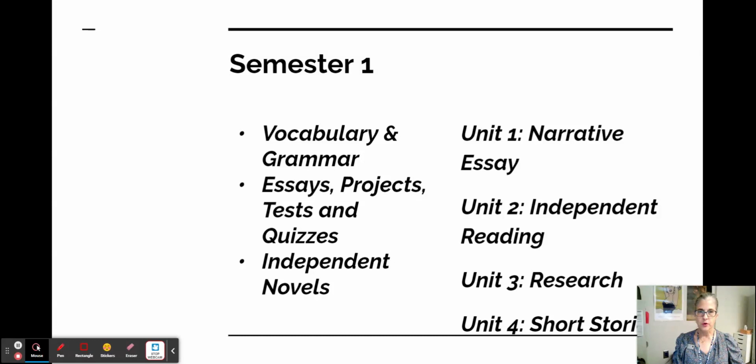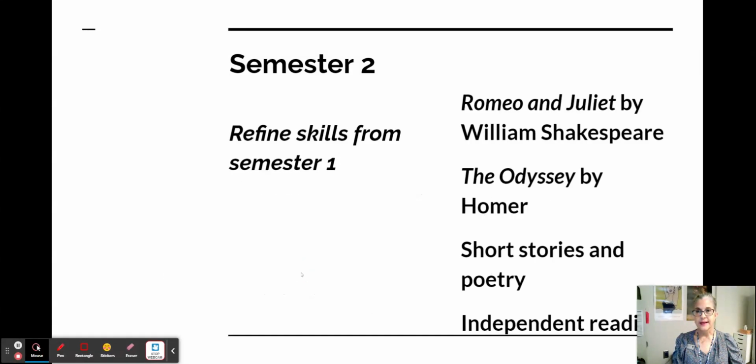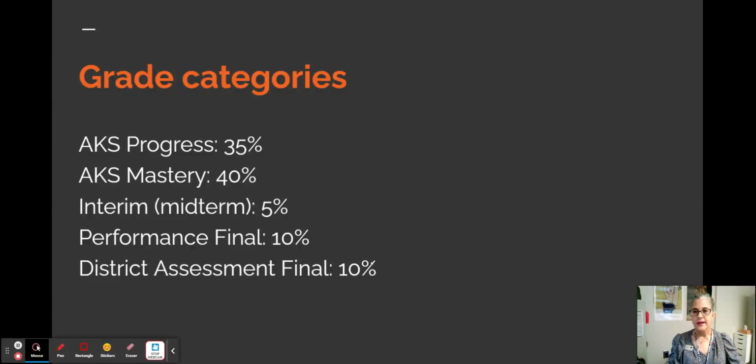The first unit that we're working on right now is a narrative essay unit, and then we'll also be working on independent reading with book clubs. Then we'll do a research unit, followed by short stories at the end of the semester. Next semester, we'll continue to refine skills from first semester. We'll also read Romeo and Juliet by William Shakespeare, The Odyssey by Homer, short stories and poetry, and of course, we'll continue independent reading.